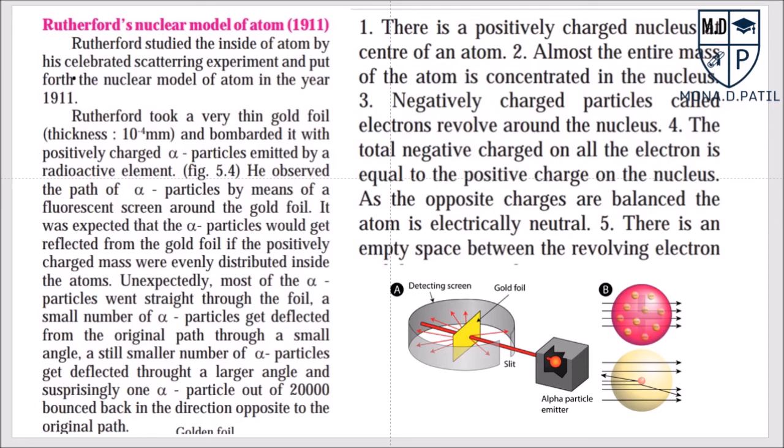So according to this, there is a positively charged nucleus at the center of the atom. Almost the entire mass of the atom is concentrated in the nucleus. Negatively charged particles called electrons revolve around the nucleus. The total negative charge on the electrons is equal to the positive charge on the nucleus. As the opposite charges are balanced, the atom is electrically neutral. There is empty space between the revolving electrons. This is the result of the experiment of Rutherford's nuclear model.